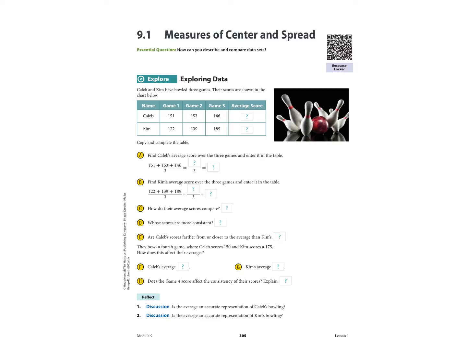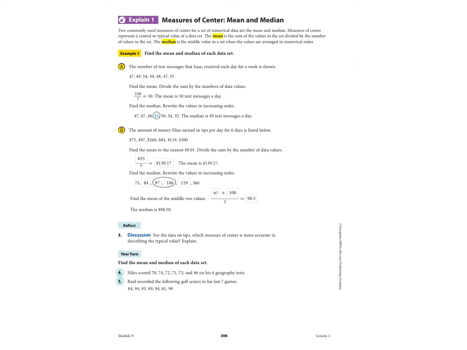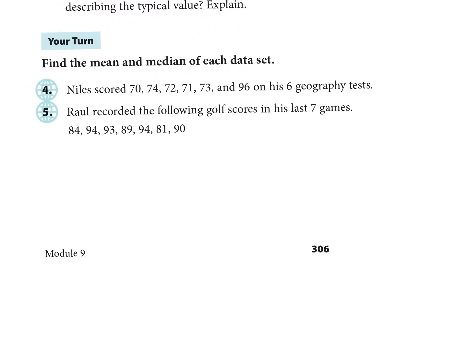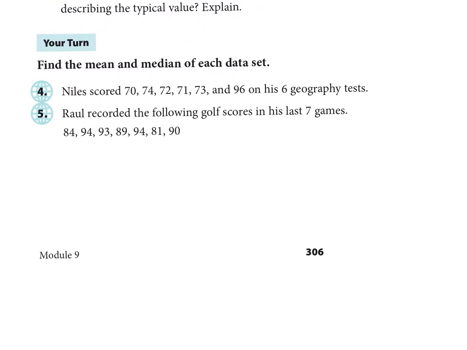Okay, module 9.1 measures the center and spread. In this lesson, we're going to look at how you find the median, the range, and the interquartile range. We're going to start down here using the your turn problems. Again, you can go back and look at their examples. I am going to start with problem number 4.